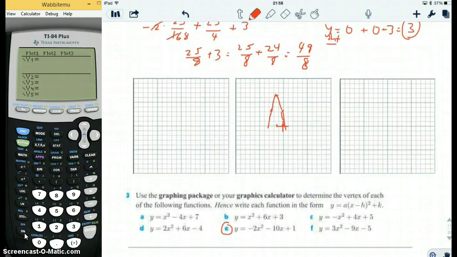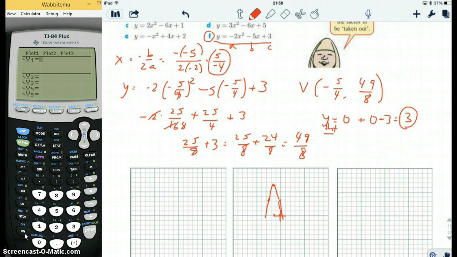Oh, and the other thing we were going to do is confirm this graph using technology. So we're going to put the formula in here, negative 2x squared minus 5x plus 3. Then we graph it. Yeah, it looks kind of flat, but let's zoom. And we'll zoom fit, which is option 0.